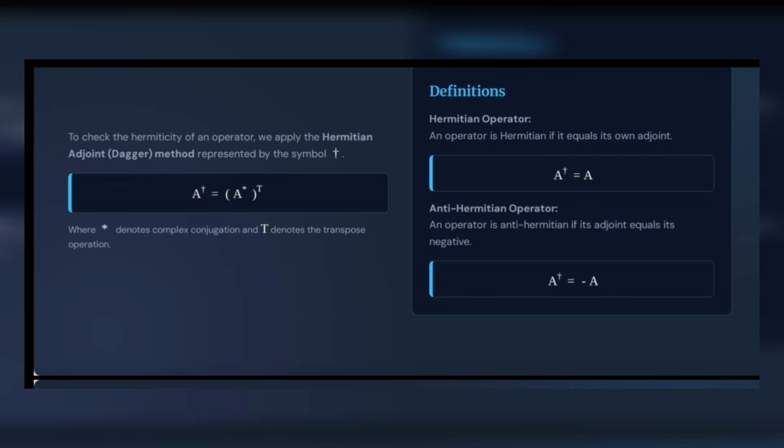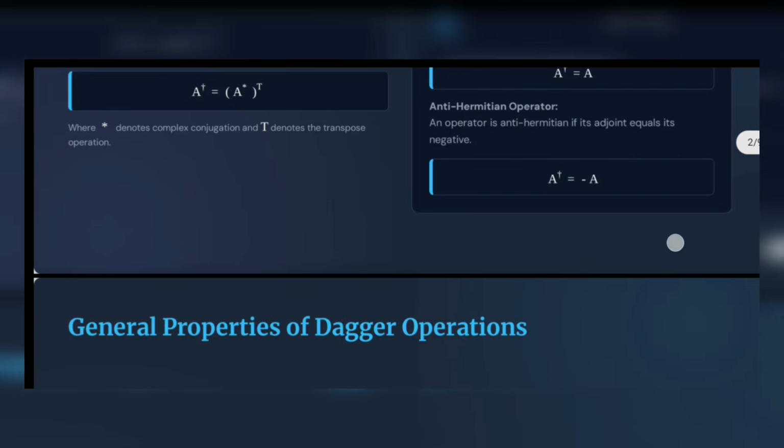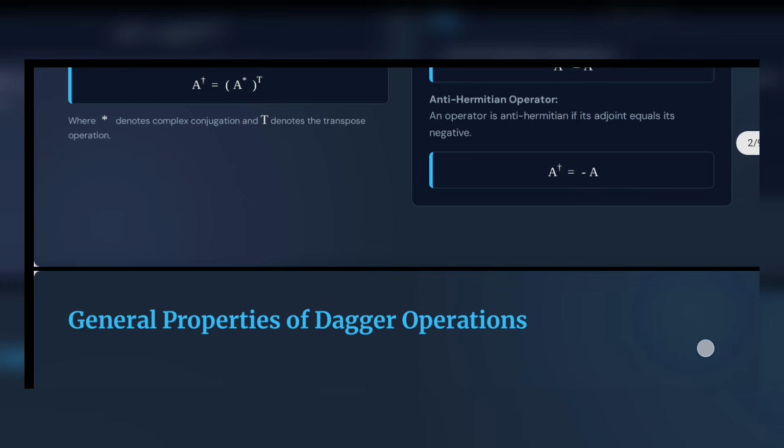Then product adjoint: (AB) dagger equals B dagger A dagger. Remember that the order reverses. Derivative adjoint: (d by dx) dagger equals minus d by dx. Then the position operator: x dagger equals x.